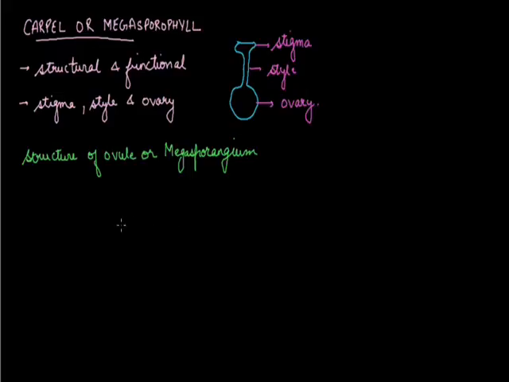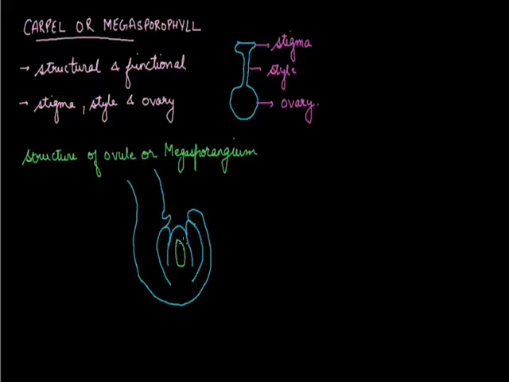Let me first draw the diagram. First we are discussing the ovule, which is the outgrowth of the placenta. Each ovule is connected to its placenta by a stalk called the funicle. The point of association of the funicle with the main body of the ovule is called the hilum, where the funicle is attached to the ovule.